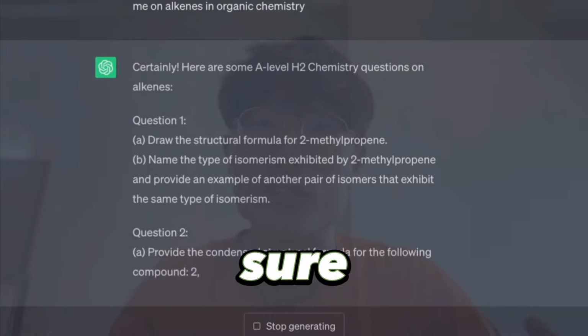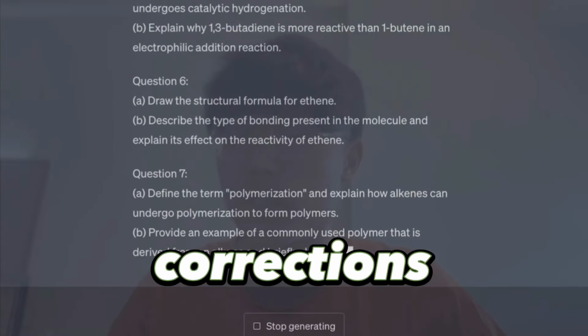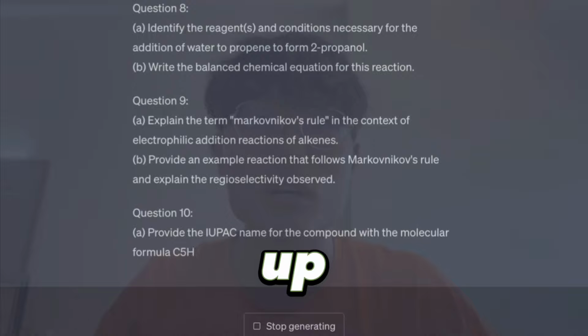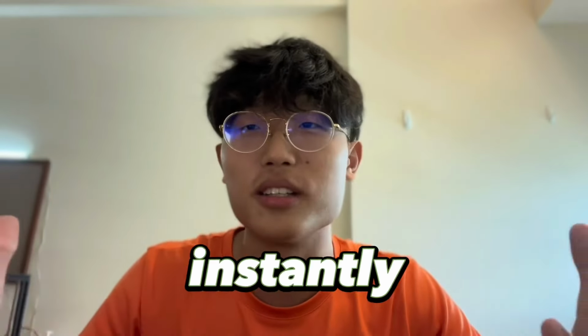The third way, when you're not sure about something, you don't know how to do certain parts of the question, or when you're doing corrections and you don't understand, you can literally go up and clarify. It is literally better than Google. So clarify anything instantly. You don't have to wait for consults or your friend to reply anymore.